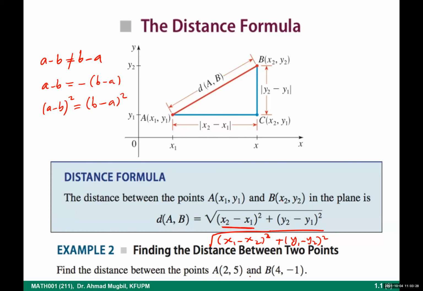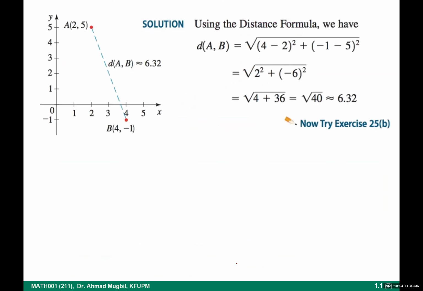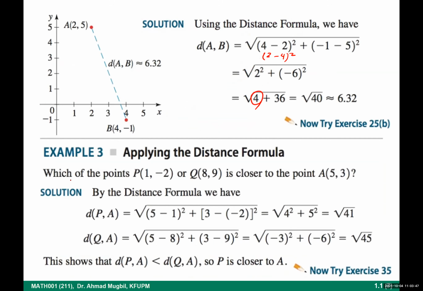Try that when you find the distance between these 2 points. Try to calculate it like this, 2 minus 4 or 4 minus 2. It is the same when you square. Look here, if it is 2 minus 4 all squared, what will it be? Negative 2 squared, which is 4, the same result. And we also solved this example with you in the previous class, which point is closer to this point. You find the distance from B to A, then from Q to A. The smaller one will be the closer.